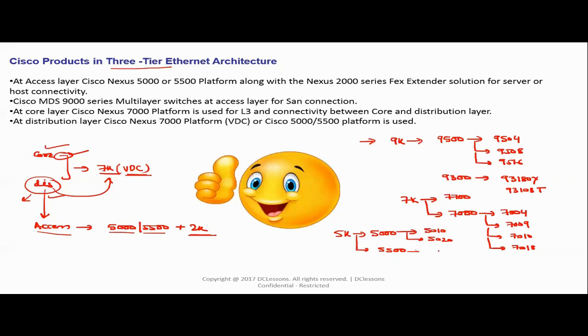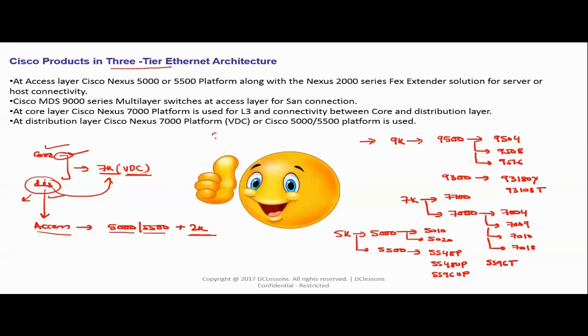In the Nexus 5500, we have different models like 5548P, 5548UP, and then 5596UP. We have a 5596T. In the 2K, we have different types of models. I'm not going to go through them all.